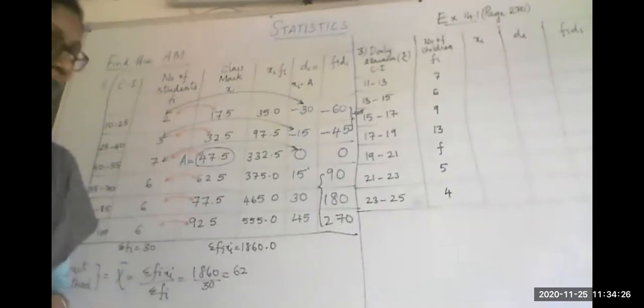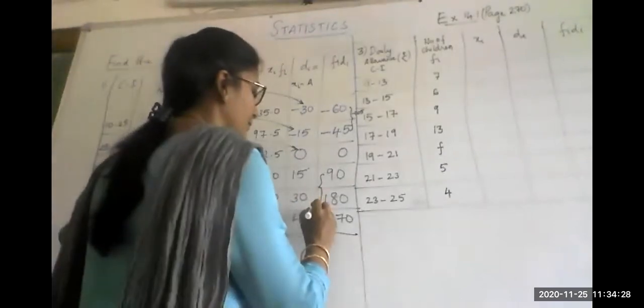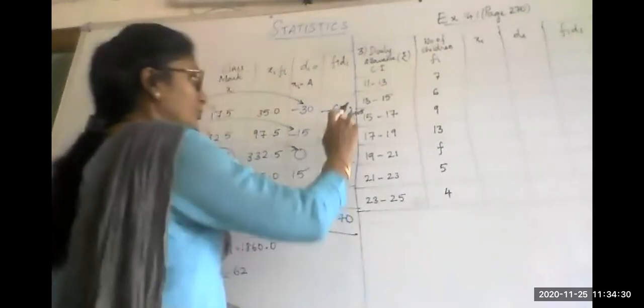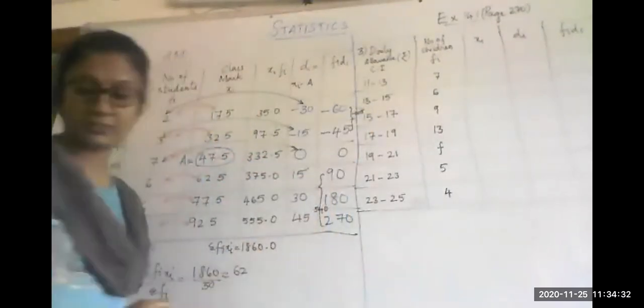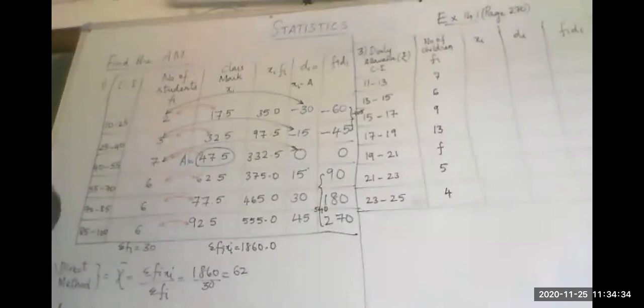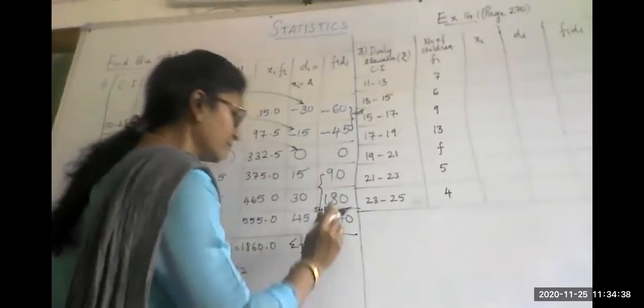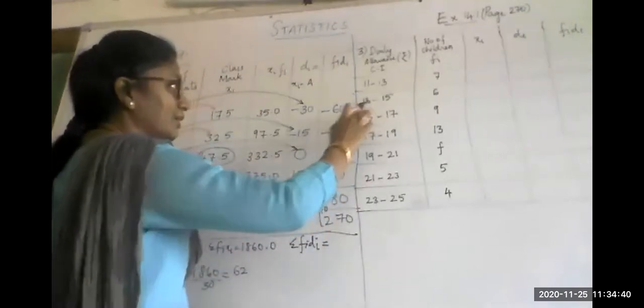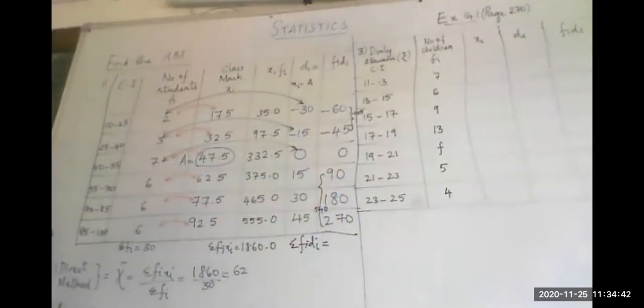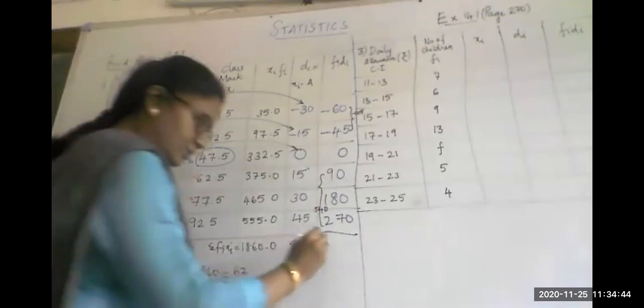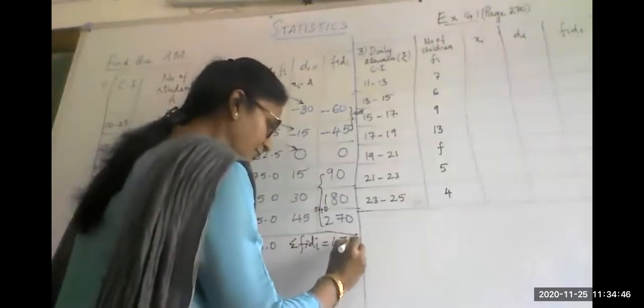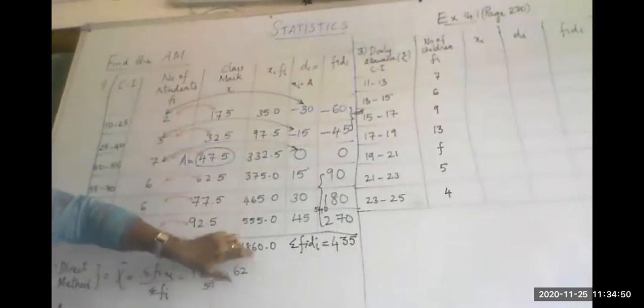So you have a negative 105 and a positive 540. What is the difference now? That will be your sigma FiDi. Positive 540, negative 105. Subtract. Positive 435. So, like we have the FiXi values, we have the FiDi values also.